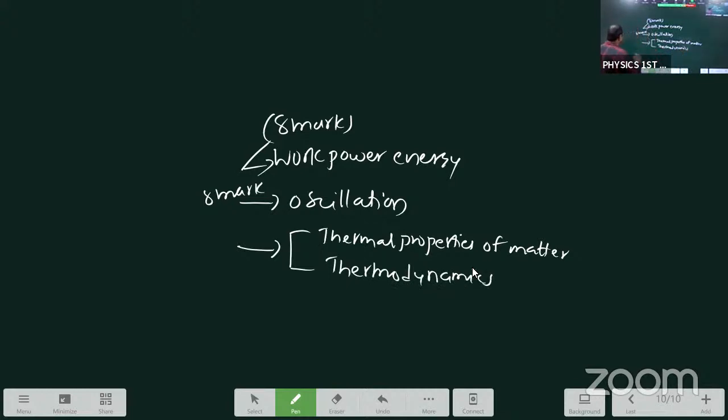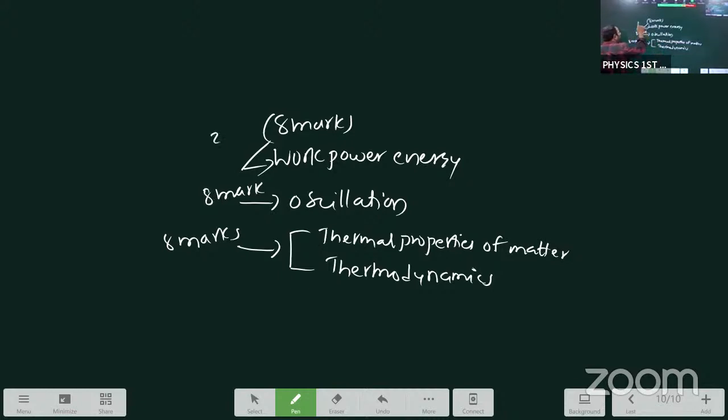Thermodynamics. From this one, total 3 LAQs are coming from 3 different zones. Work power energy 1 LAQ, oscillation 1 LAQ, thermal properties of matter with thermodynamics, you are getting 1 LAQ. Total 3 long answers from 3 different zones: work power energy, oscillation, thermal properties of matter with thermodynamics.